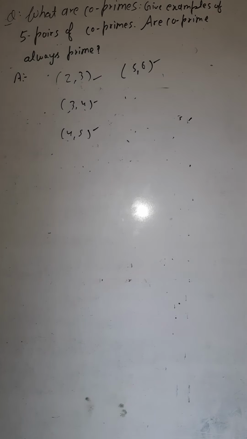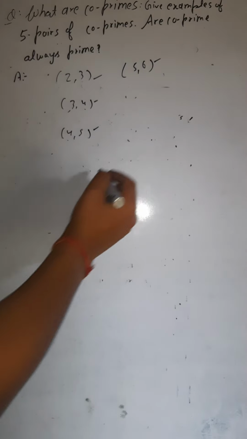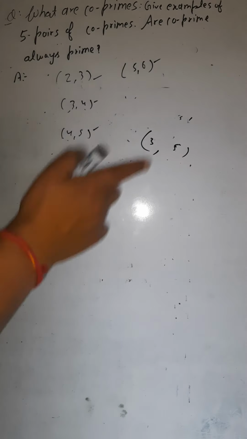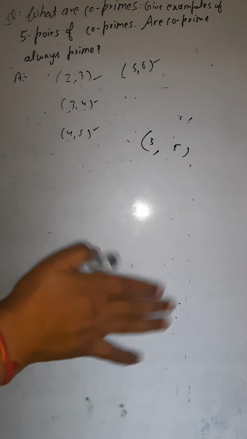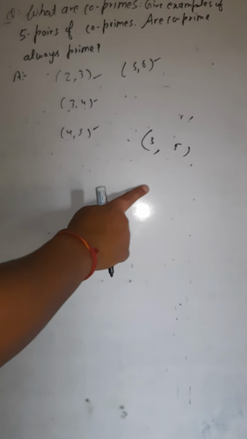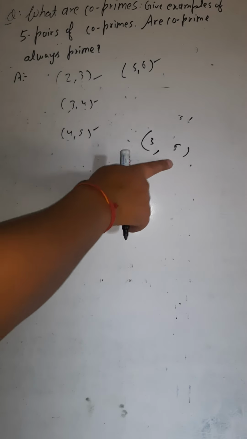One more thing. Are co-primes always prime? In the case of twin primes, we have discussed that both the numbers should be prime. Suppose 3 and 5 are twin primes. The condition is that both 3 and 5 should be prime numbers, and one more condition, that there should be a gap of a composite number. Then you would call these numbers twin primes.